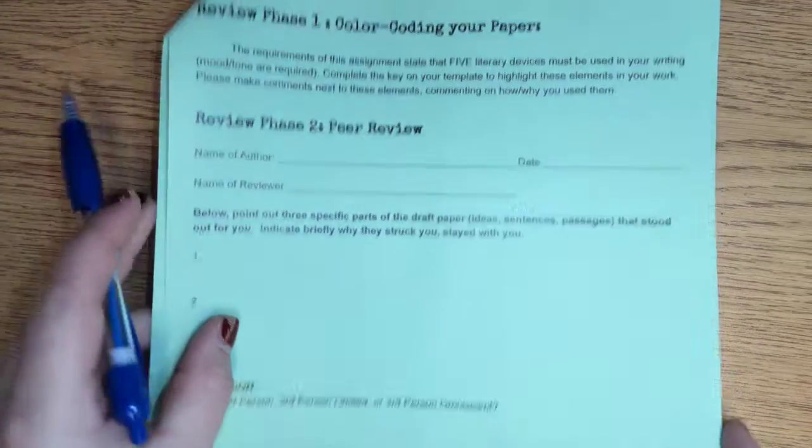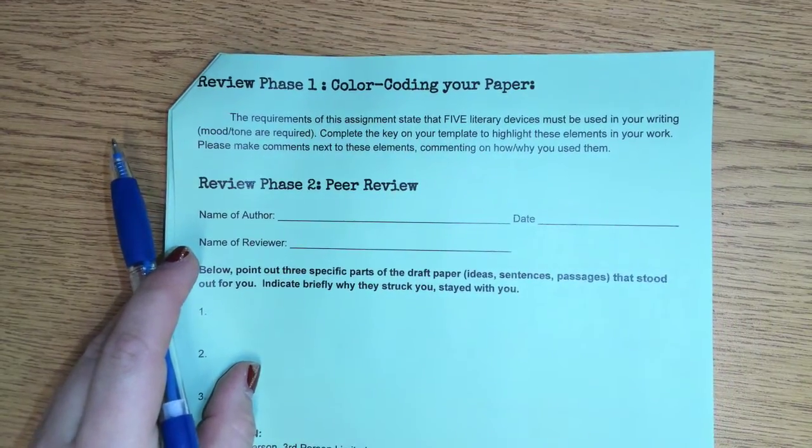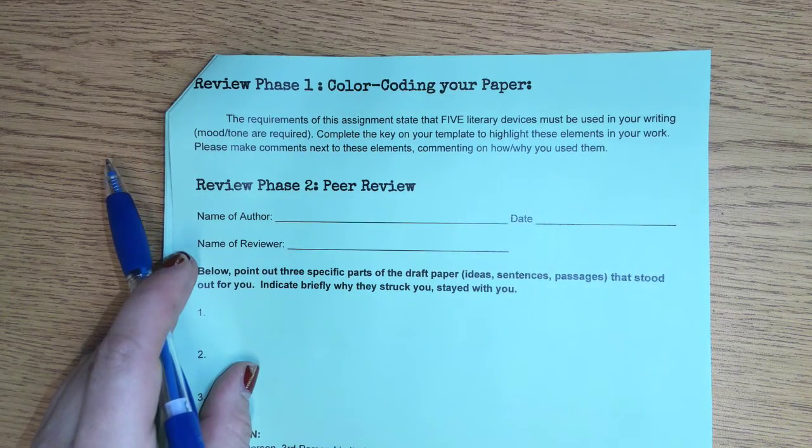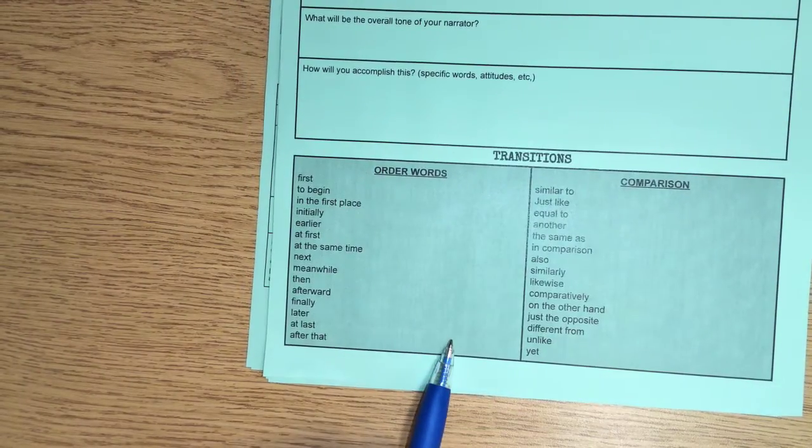You'll notice that the next section is color coding your paper. So that'll happen after you have written your first rough draft. So just complete the packet up until this point, and that will be your planning phase.